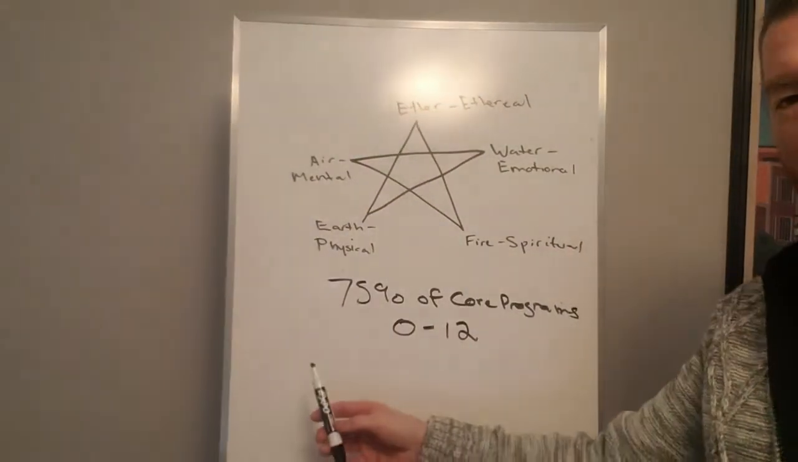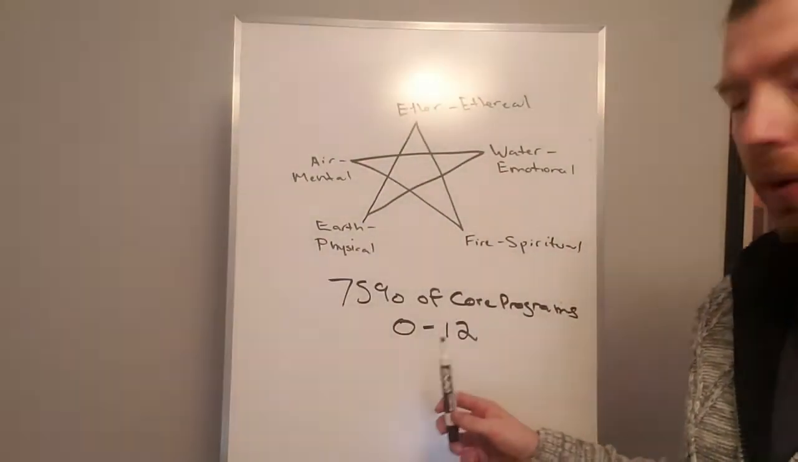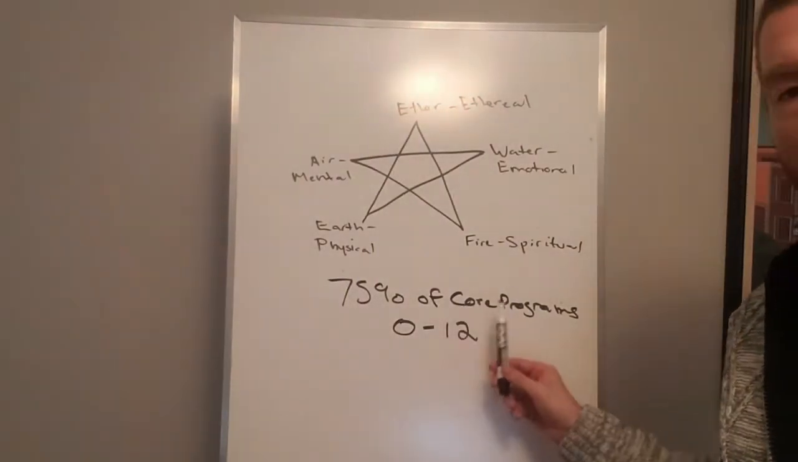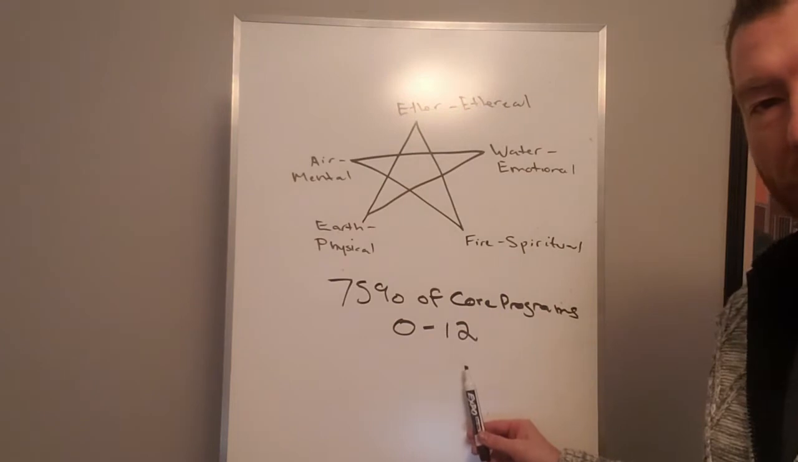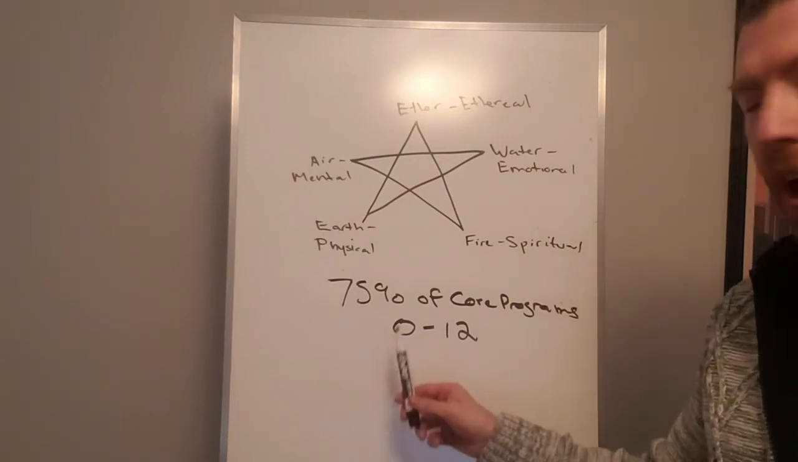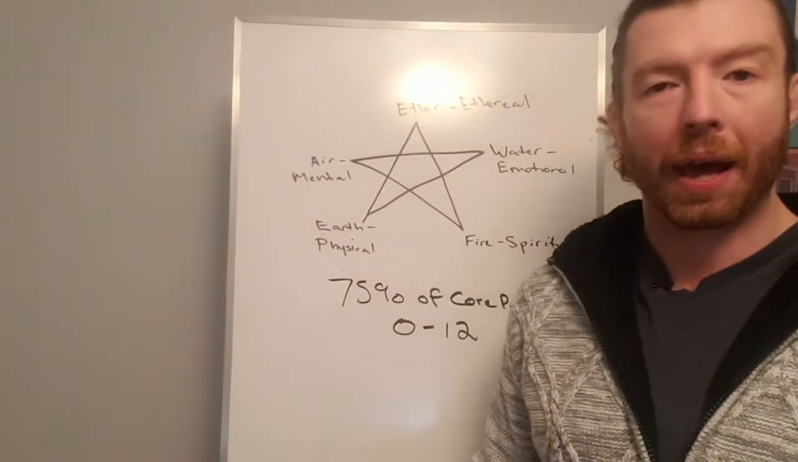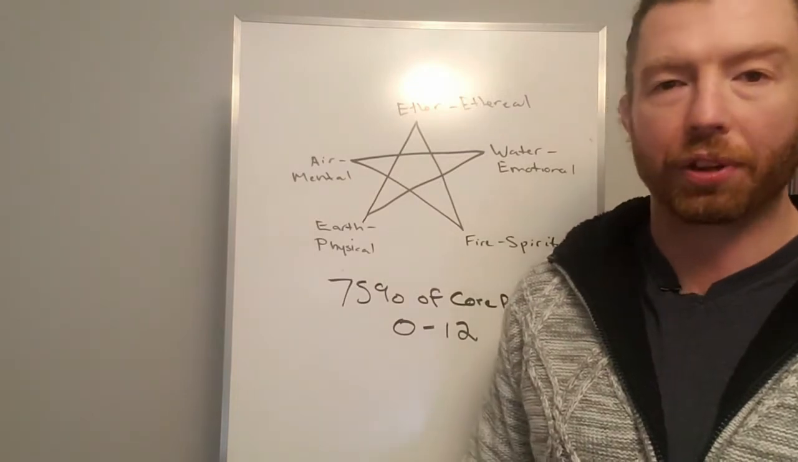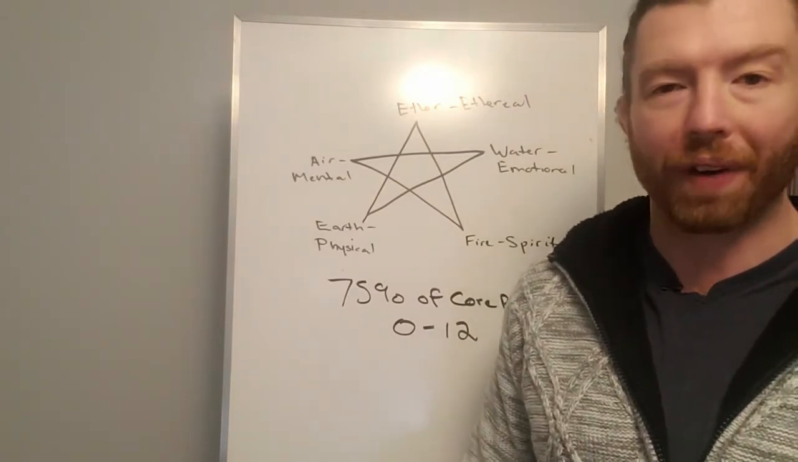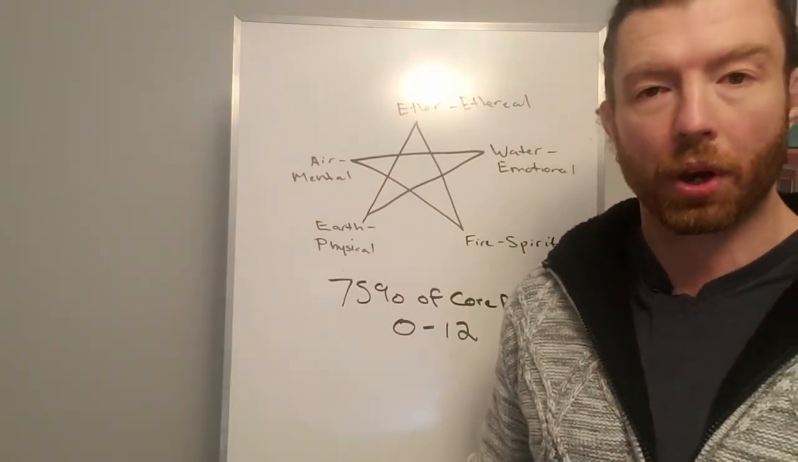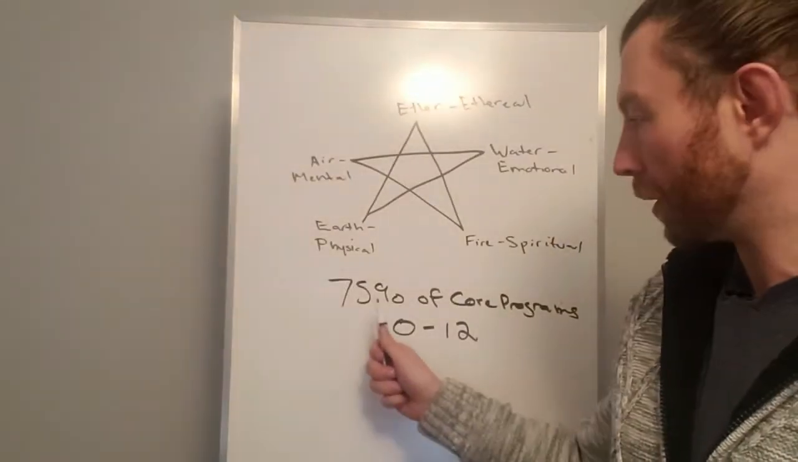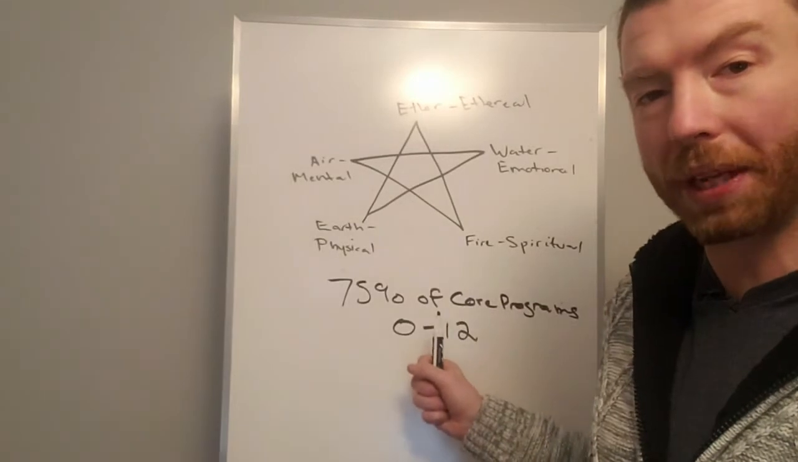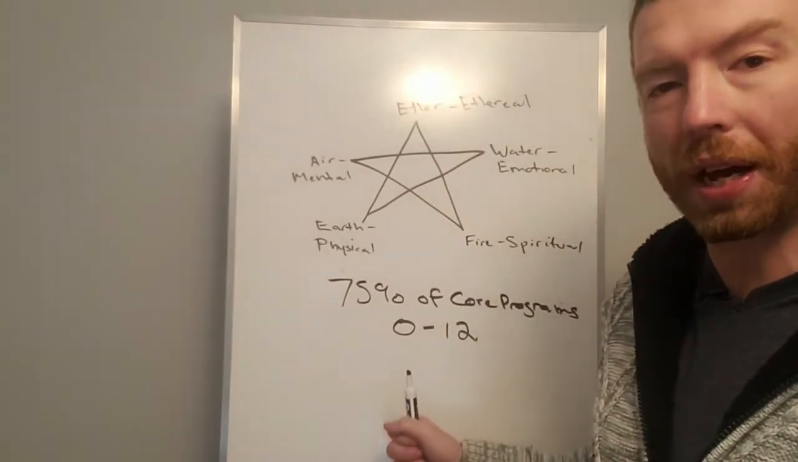I just want to really pause on that for a minute because it's so important. 75% of our core programming is formed between the ages of 0 and 12 years old. That means 75% of your beliefs about health, happiness, finances, success, your morals, your values, and your spiritual truths were all formed in the first 12 years of your life.